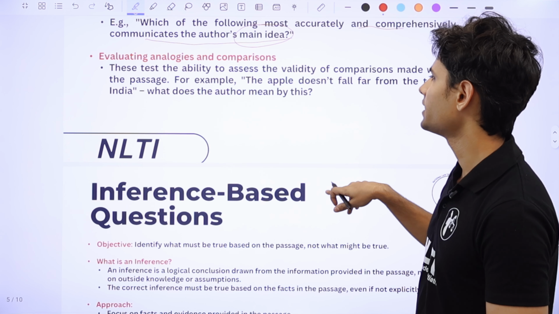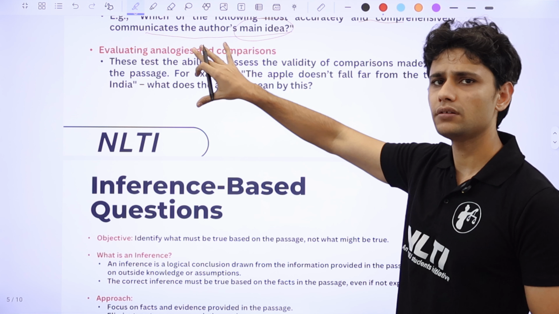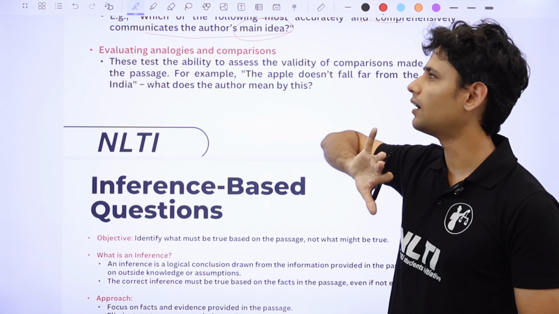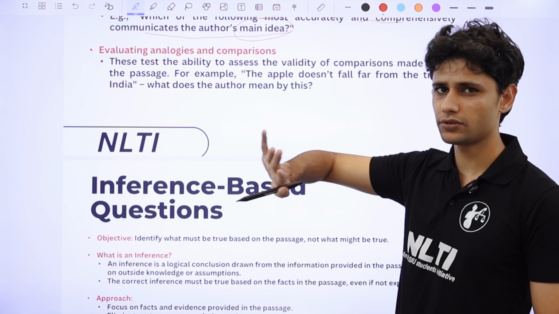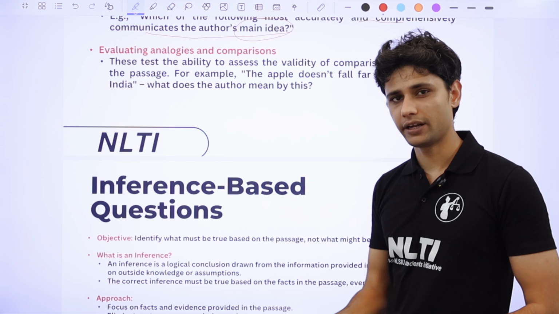Evaluating analogies and comparisons, we can ignore this for the time being. It's not very important. I think it has only appeared once in the paper in the last 4 years, so it's certainly not a very recurring question.